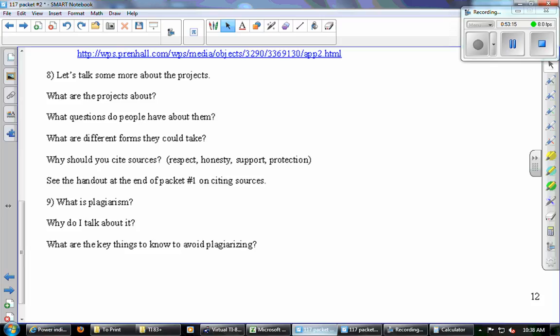Using other people's sources lends support to your argument. If you have some basic thesis you're trying to get across, you don't necessarily need to reinvent the wheel. If some other people have done some work on this, you can grab the results from them and bring them into your paper to lend support to your argument. And you also need to protect yourself because, again, if you claim something as your own and I find out it's not your own, you're going to be in trouble. And so it's for your own protection that you cite your sources.